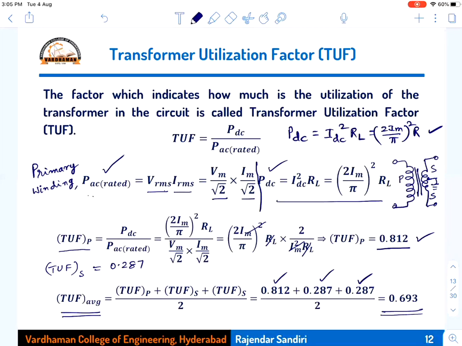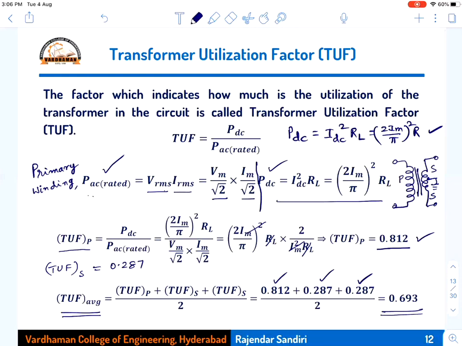The transformer utilization factor of the half wave rectifier is 0.287. Now, what was the disadvantage in the half wave rectifier? The transformer utilization factor is low, only 0.287. It should be high, equal to 1. The ideal value is 1, but it should be as close to 1 as possible.